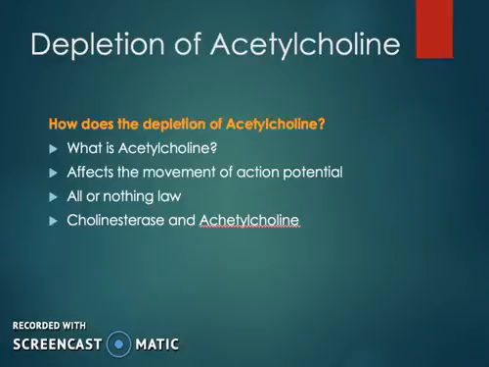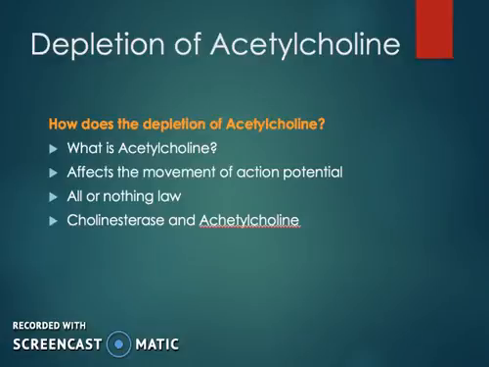Now, if this acetylcholine is depleted at the neuromuscular junction and insufficient acetylcholine arrives at the receptor site, that means that the action potential will not travel along the muscle fibers and it will not stimulate the muscle cells to contract and sliding filament theory to occur.